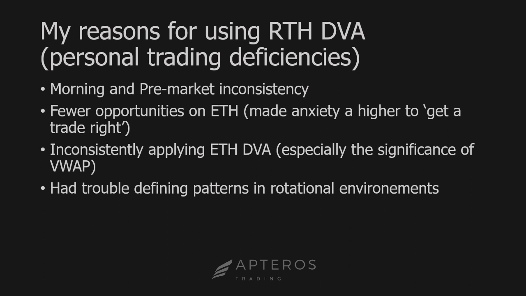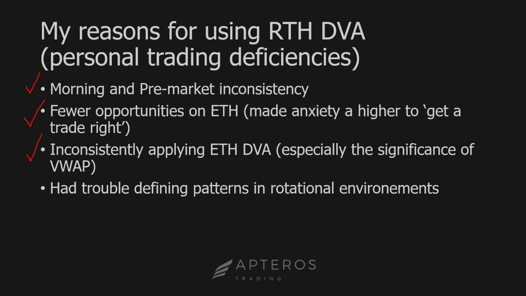So my first problem was I had pre-market and morning inconsistency. I also thought that ETH offered fewer opportunities and it gave me higher anxiety. I was inconsistently applying ETH DVA. In other words, I was inconsistently reading what I was seeing with the ETH DVA. My biggest problem was inbounds pullbacks, being able to really tell which one made more sense than another.